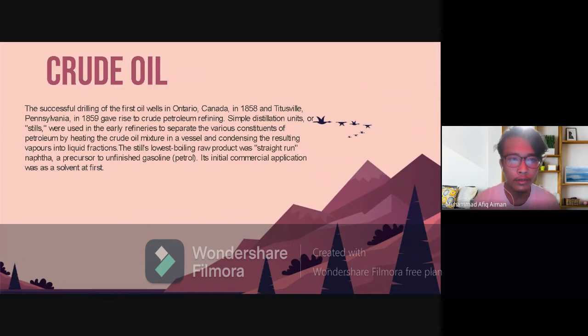The successful drilling of the first oil wells in Ontario, Canada in 1858 and Titusville, Pennsylvania in 1859 gave rise to crude petroleum refining. Simple distillation units or stills were used in the early refineries to separate the various constituents of petroleum by heating the crude oil mixture in a vessel and condensing the resulting vapors into liquid fractions. The still's lowest boiling product was straight-run naphtha, a precursor to unfinished gasoline, which is petrol. Its initial commercial application was as a solvent.